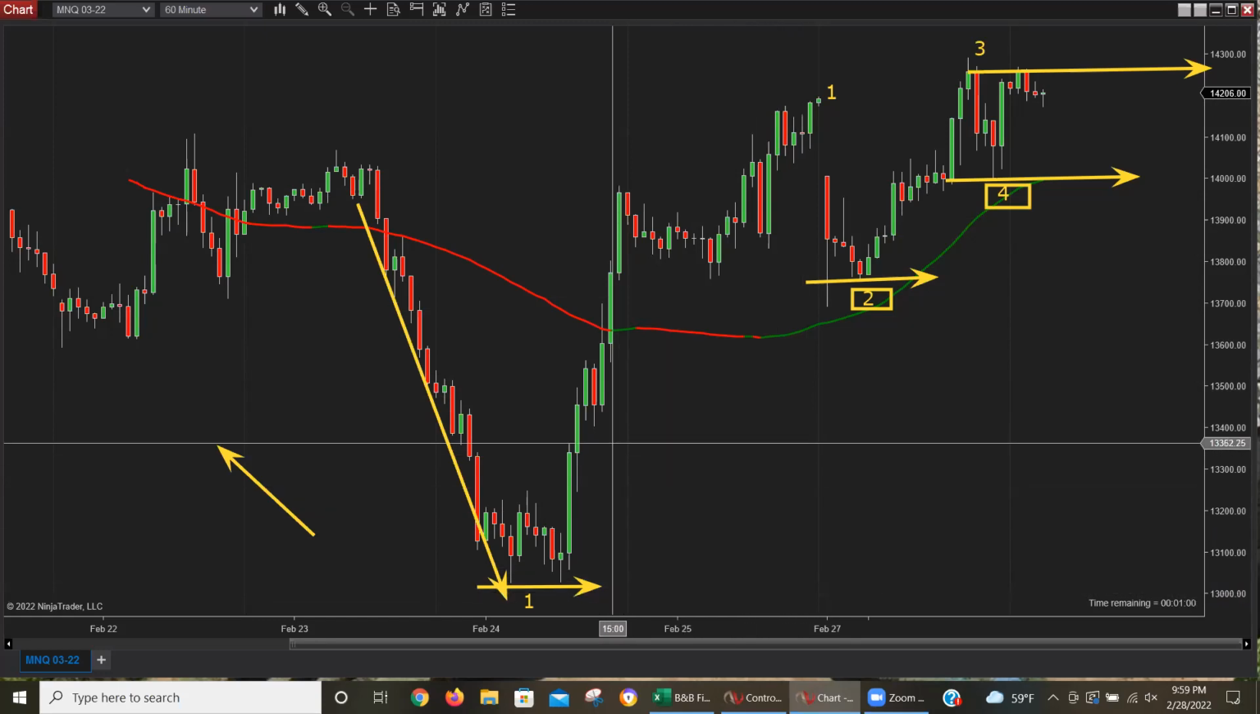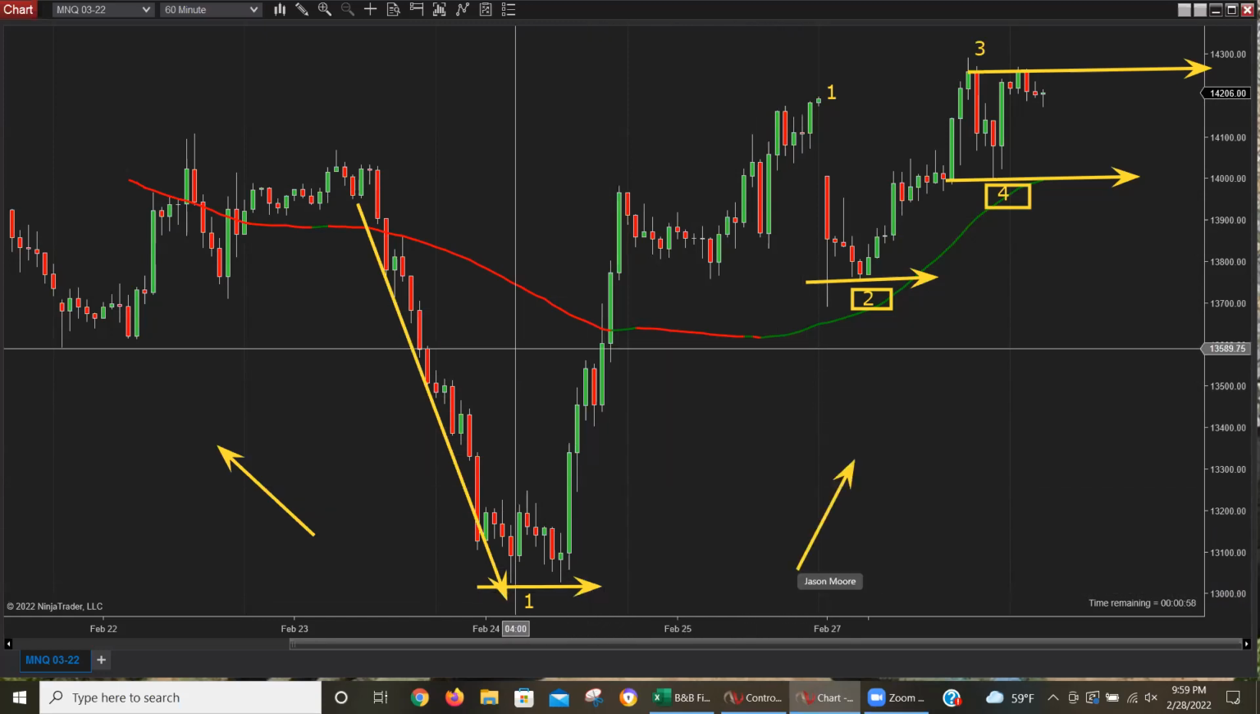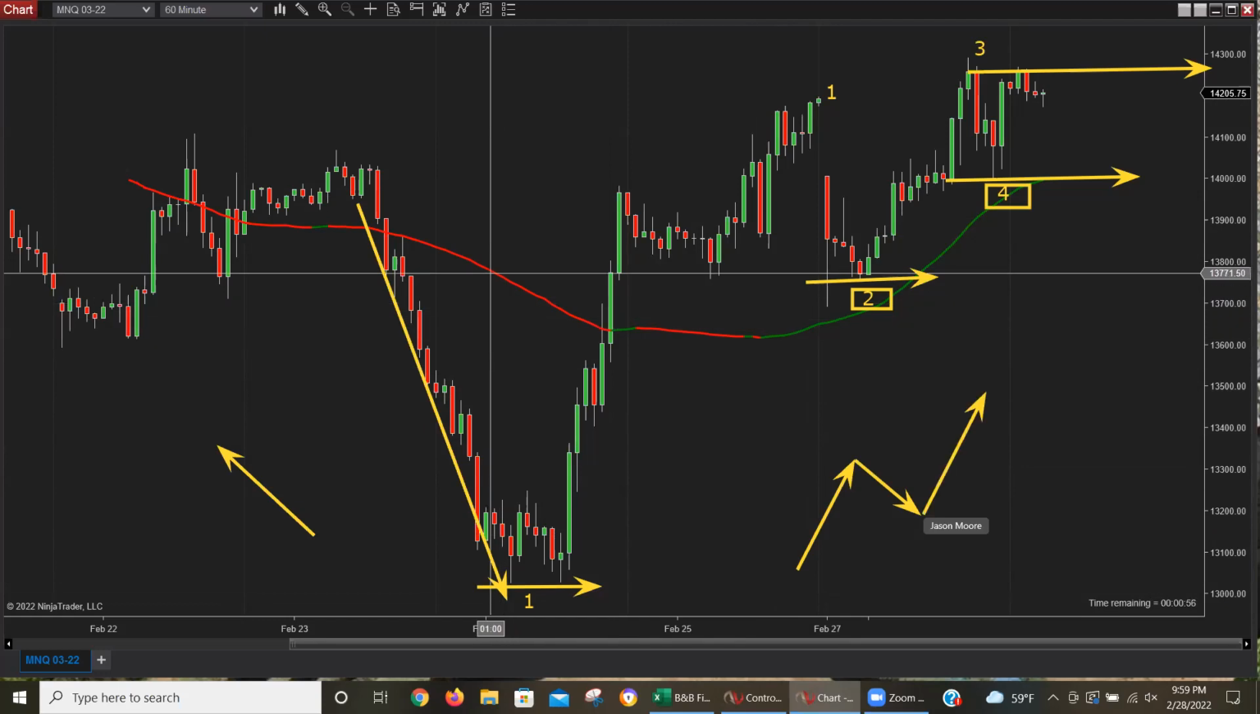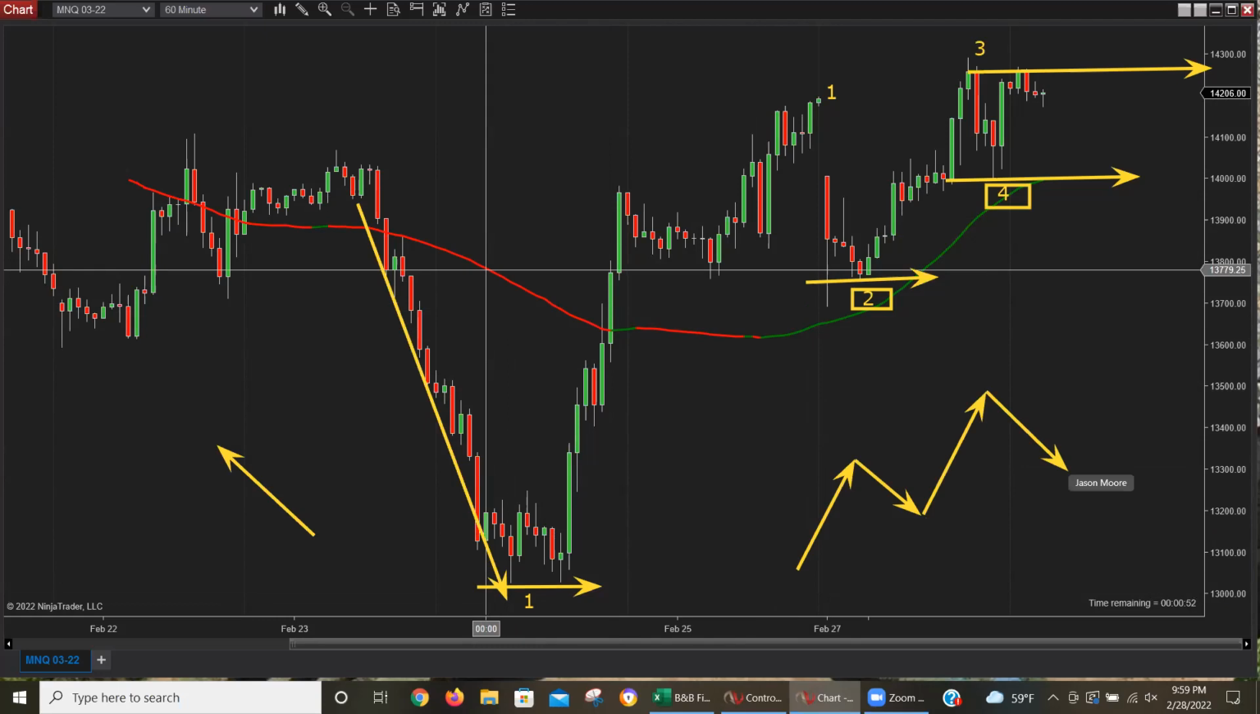So you think of it like your waves 3 and waves 5. They have to create a higher high or a higher low. That makes sense. Okay, so we're catching the trade on 2 and 4, which is essentially the pullback or the retracement, the first and second retracement of the market.